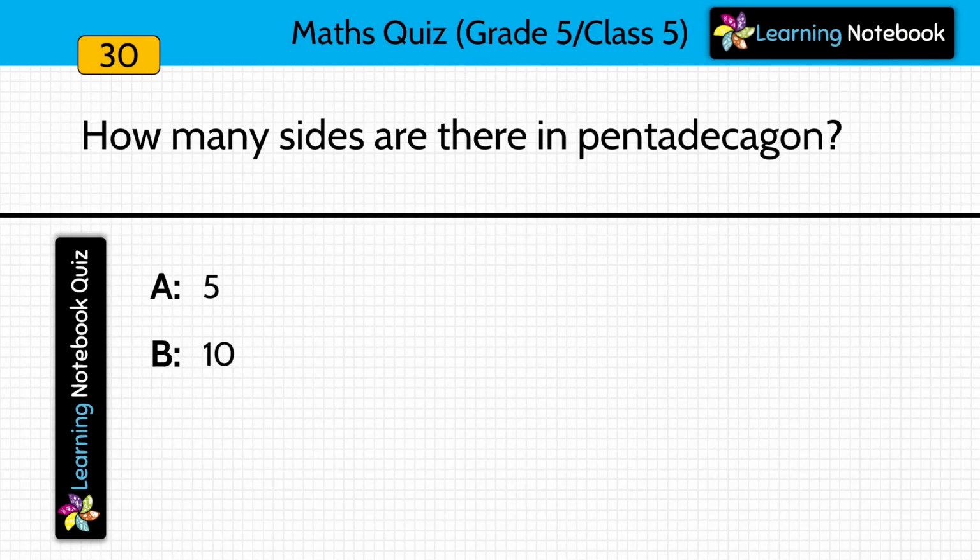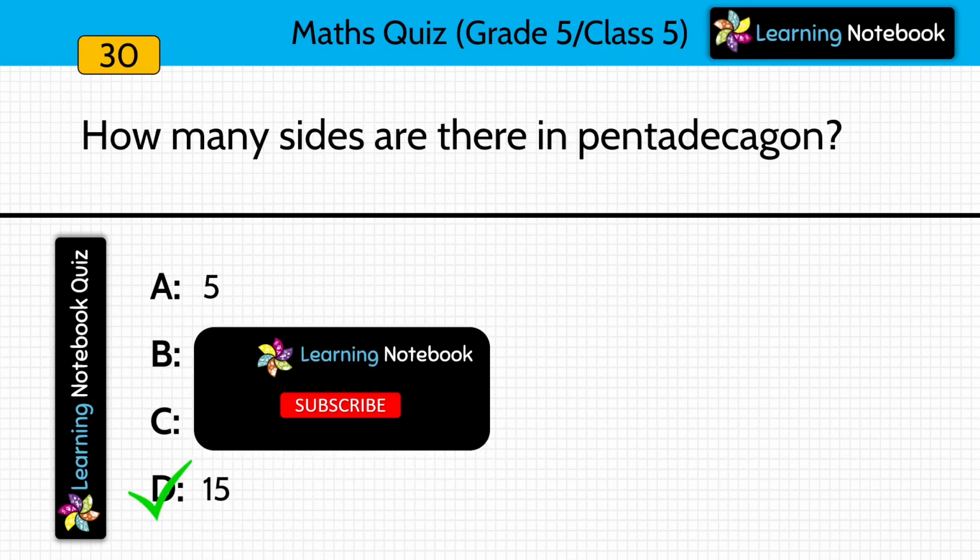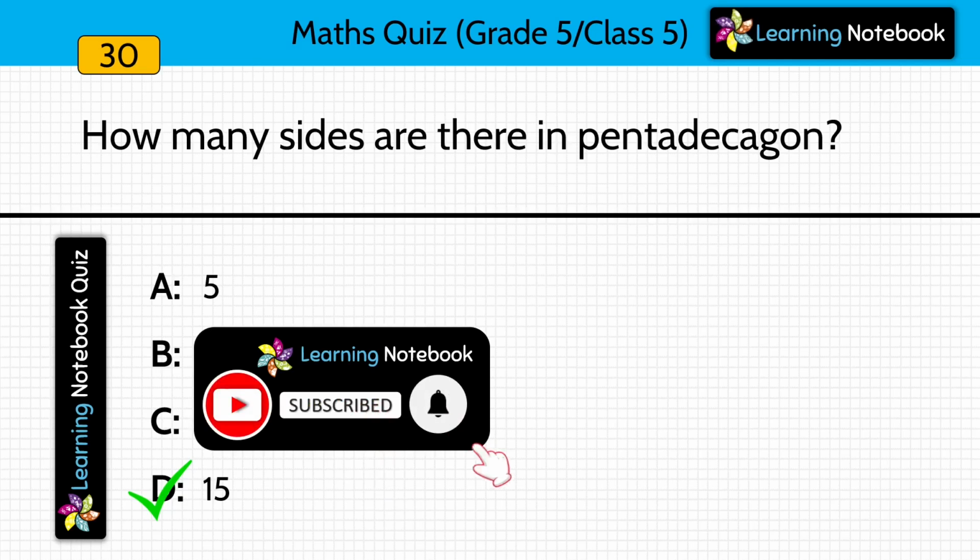How many sides are there in pentadecagon? Do you know what is pentadecagon? Answer is 15. Pentadecagon has 15 sides.